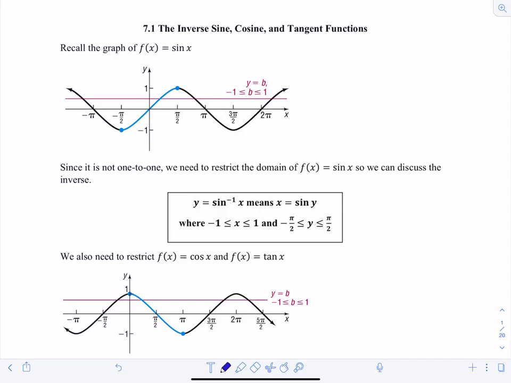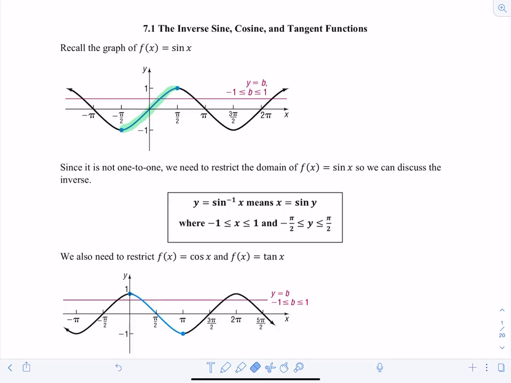And let's recall, this is a function. It passes the vertical line test, but it is not one-to-one. And remember, back when we studied inverse functions, we need a function to be one-to-one in order to find its inverse function. So what do we do? Well, we're going to restrict our sine curve to only the interval between -pi/2 and pi/2, the portion there in blue that I just highlighted.